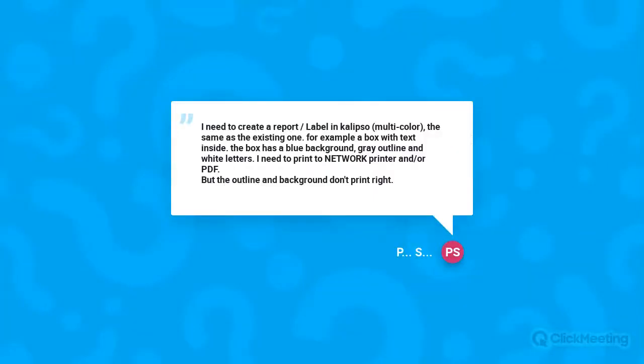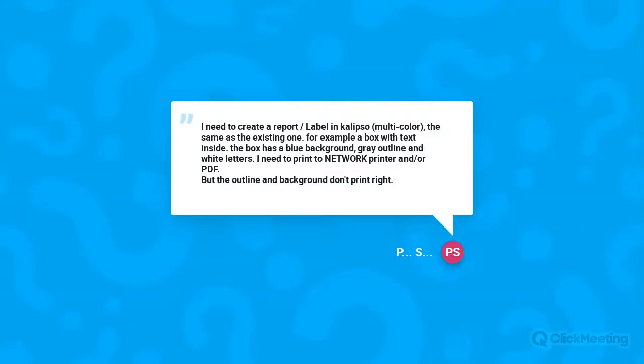Next question. I need to create a report label in Kalipso, multicolor, the same as the existing one. For example, a box with text inside. The box has a blue background, gray outline, and white letters. I need to print to a network printer and/or PDF, but the outline and background don't print right.